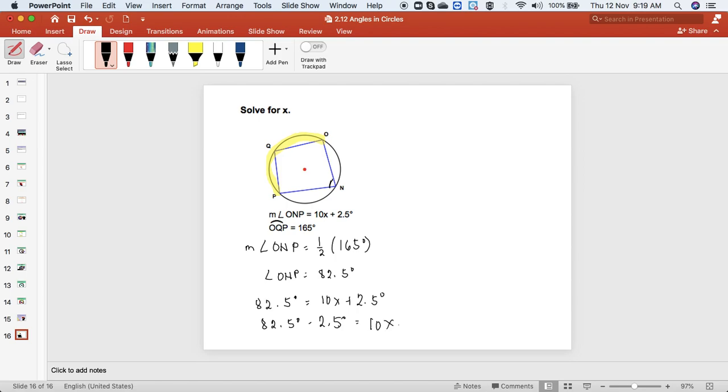Okay, so let me continue here. 82.5 minus 2.5 is 80. So 80 degrees is equal to 10x. So for us to get the value of x, we have to divide both sides by 10. So therefore, 80 divided by 10 is 8. So the answer is x is equal to 8.